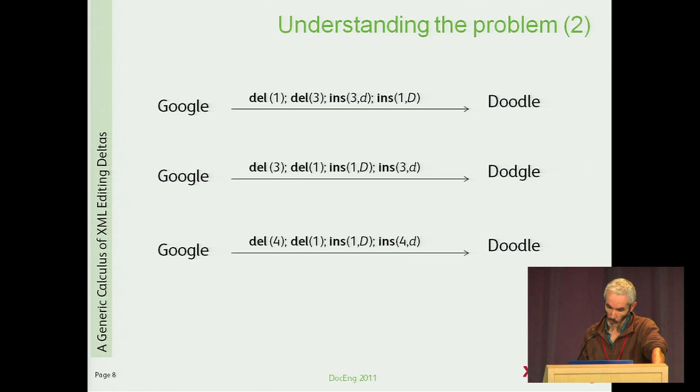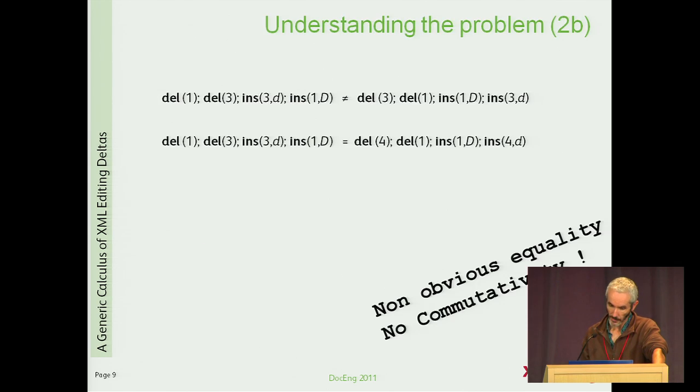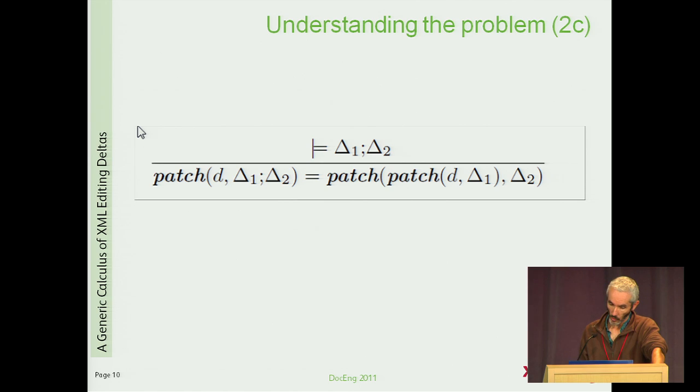Instead, if you want to switch the first operator, you have to relocate some of the other instructions here. It means that we do not have an obvious and intuitive equality, and we do not have a generic commutativity here. That's captured in the calculus.